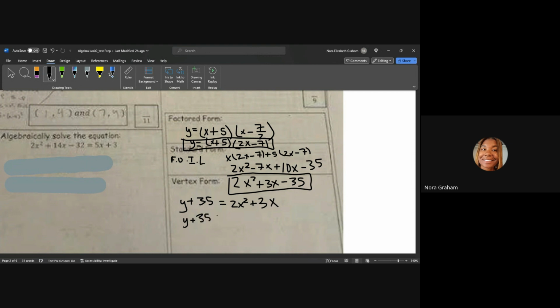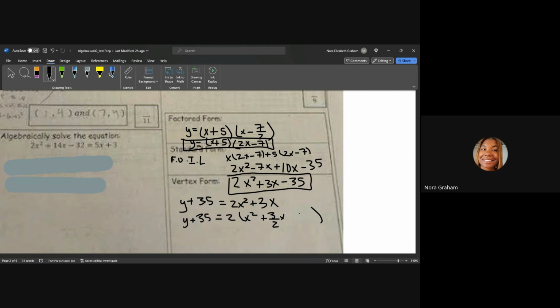So I have y plus 35. I want to make it so my x squared coefficient is 1. So I'm going to pull out that 2, and I have x squared plus 3 over 2 x because I pulled out that 2. And if I distribute that 2 back in, I'll get what I had above. And then leave some space because we're completing the square and we have to add something to here.